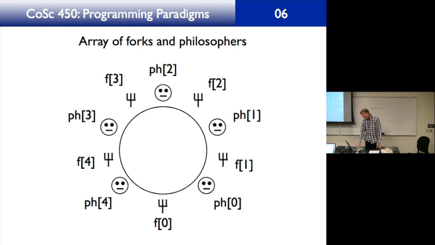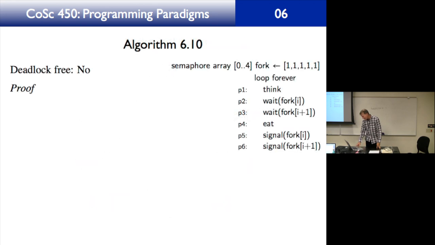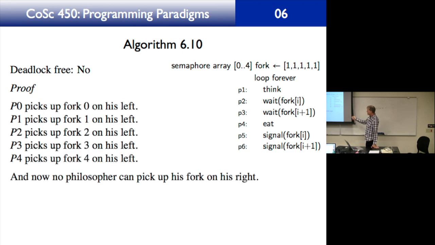Yeah, well, whoever wrote the algorithm, I mean, that's why. So here it is. So here's algorithm 6.10. Deadlock free? No. And here's your scenario. P0 picks up fork 0 on his left, P1 picks up fork 1, P2 fork 2, P3 fork 3, P4 fork 4, and now no philosopher can pick up his fork on the right.